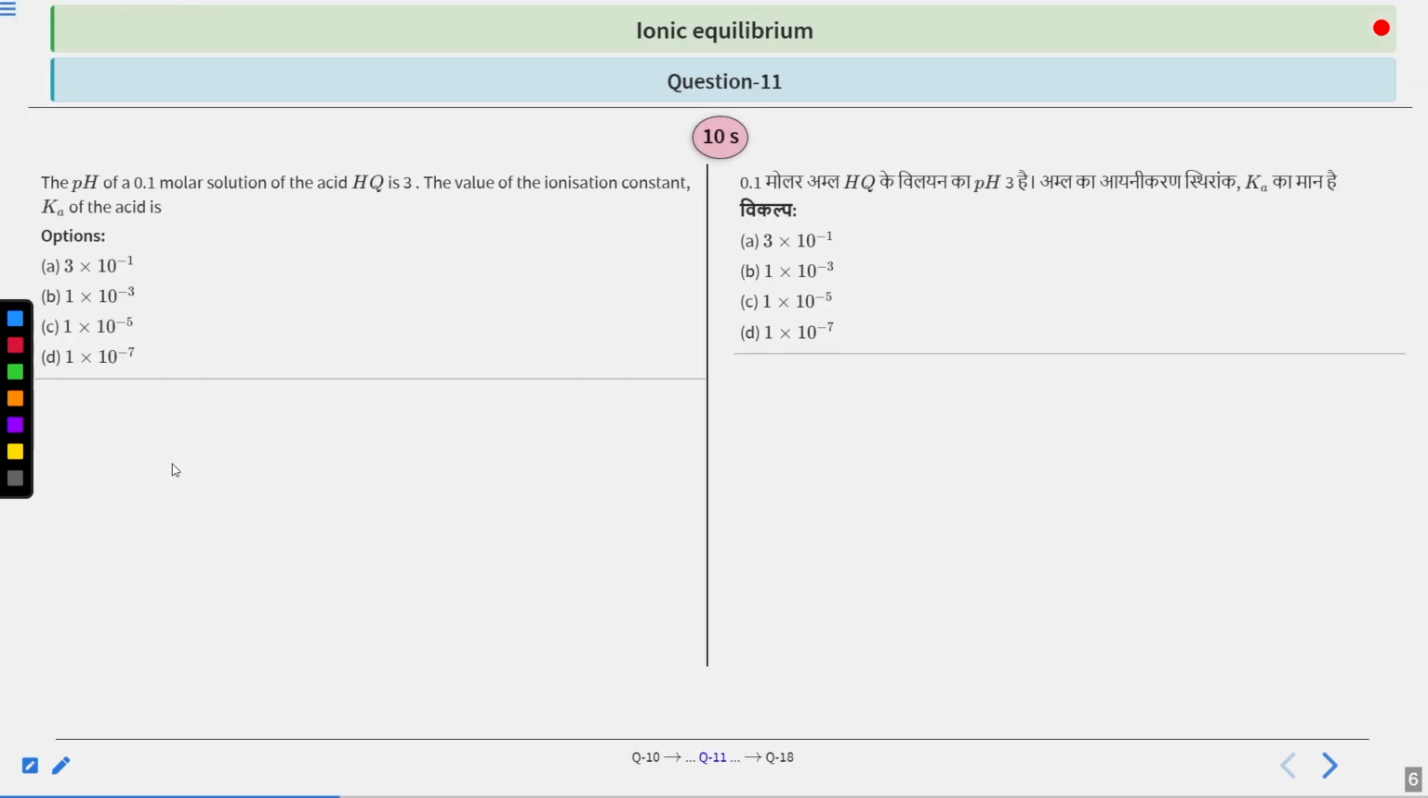Next question. The pH of a 0.1 molar solution of the acid HQ is 3. The value of the ionization constant Ka is, options are A 3 into 10 to the power minus 1, B 1 into 10 to the power minus 3, C 1 into 10 to the power minus 5, and D 1 into 10 to the power minus 7. Your time to solve this question starts now. Your time is up.